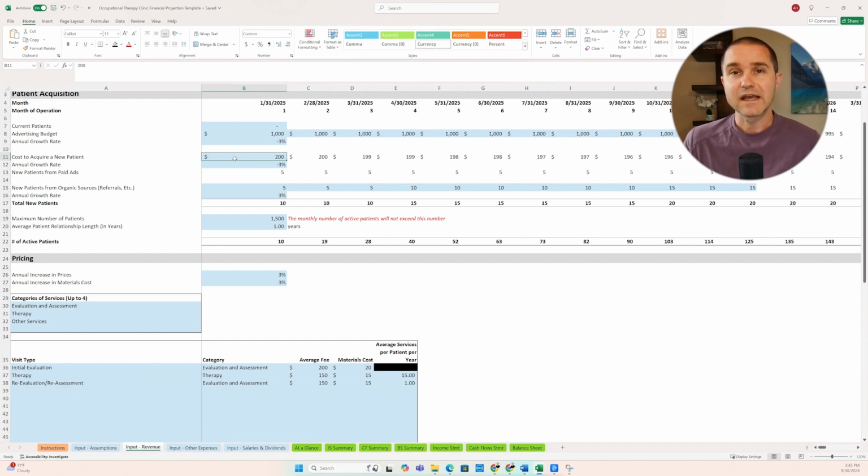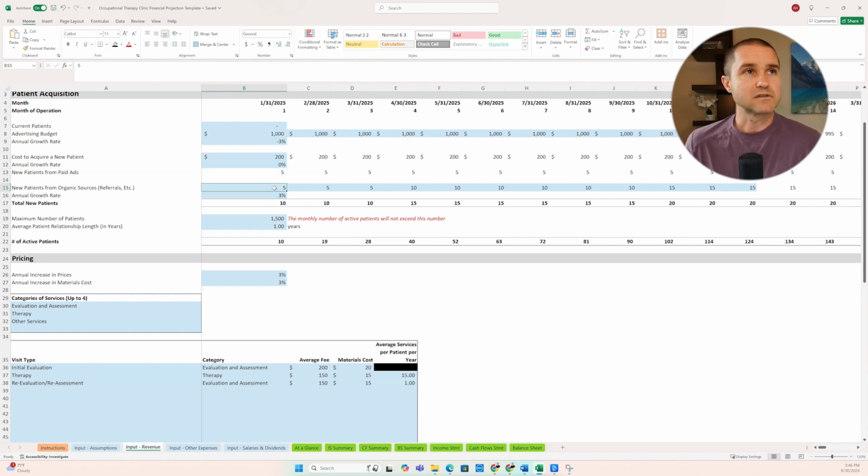If you don't have any idea, I would just say don't rely too much on this assumption. And you probably want to think more about how you're going to get customers through this line item here, this organic sources, so like referrals and word of mouth, referrals from other doctors and that sort of thing. So we do have basically the idea here of if you're spending $1,000 a month in ads and it costs you $200 to acquire a patient, then you're going to bring in 5 new patients from paid ads per month.